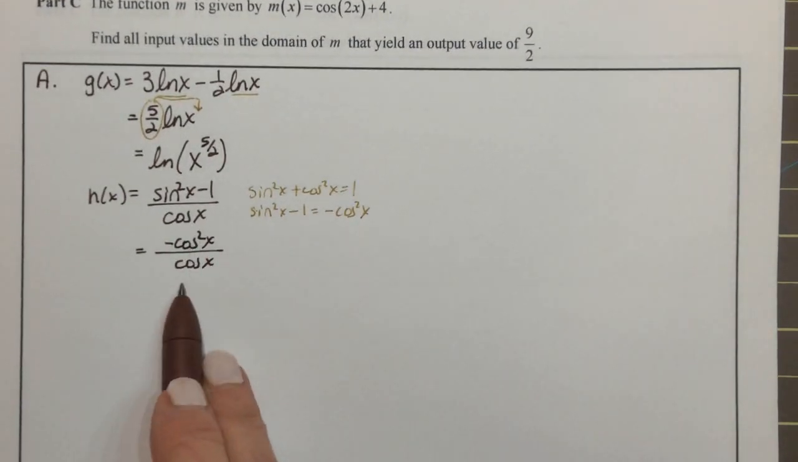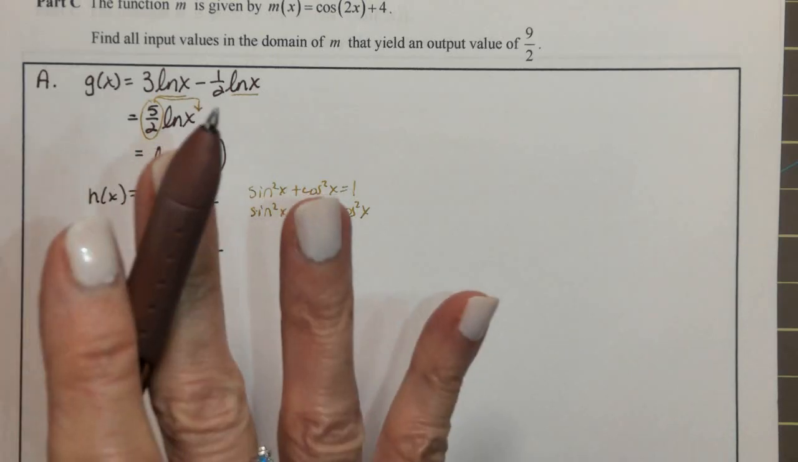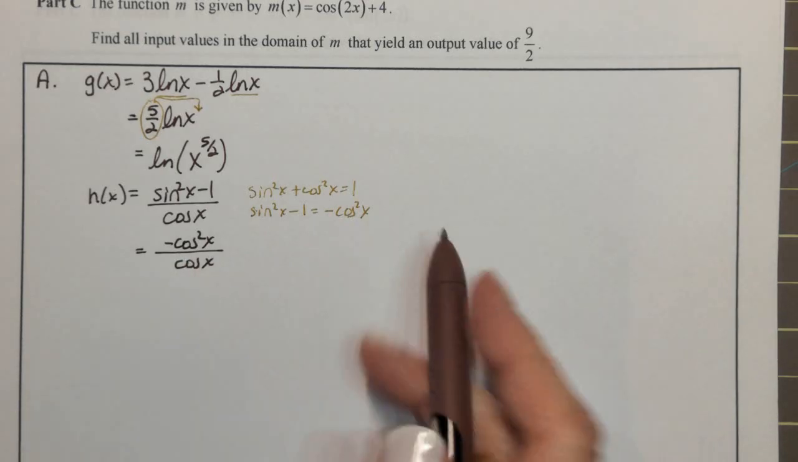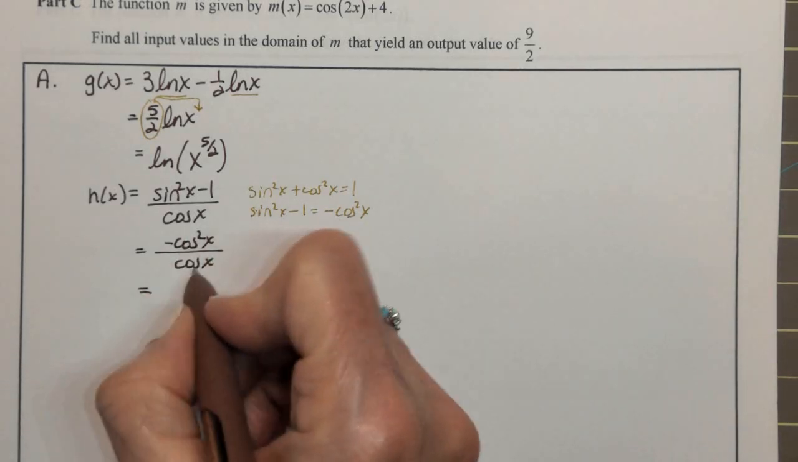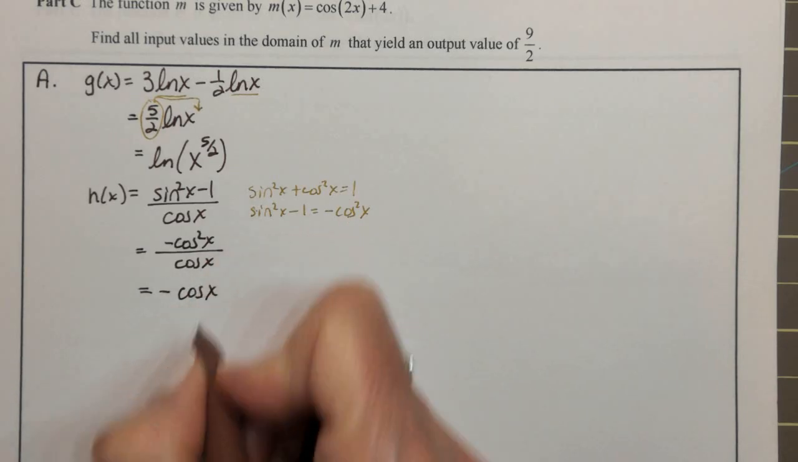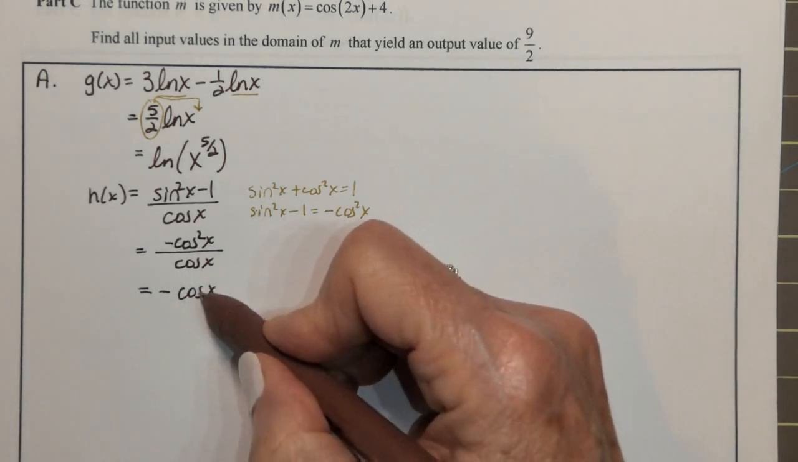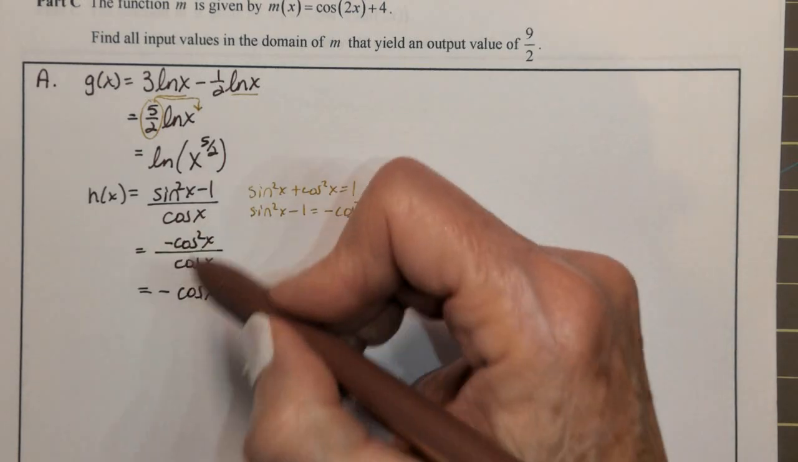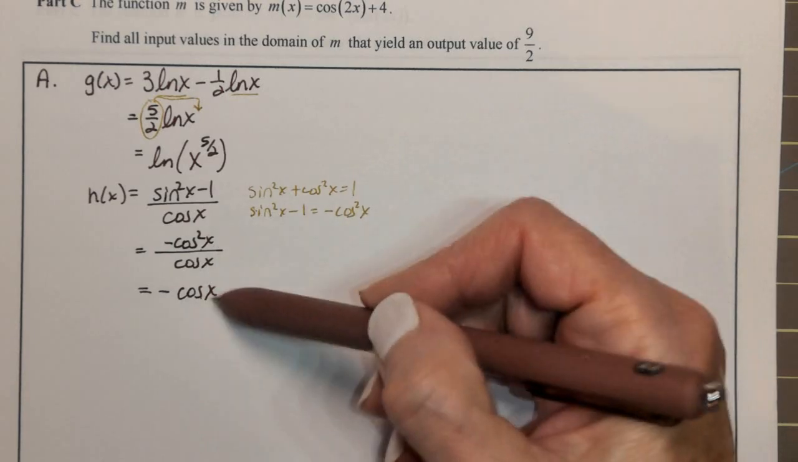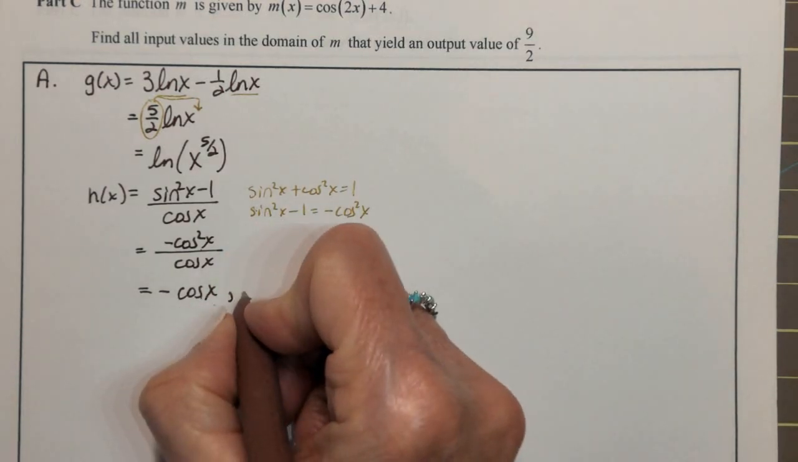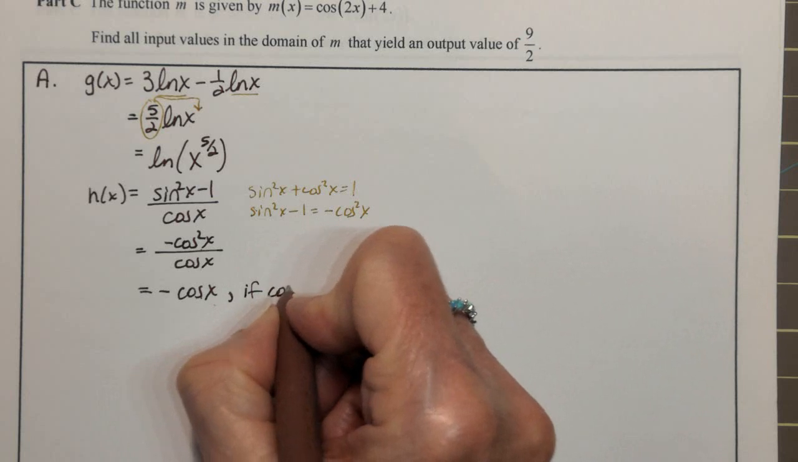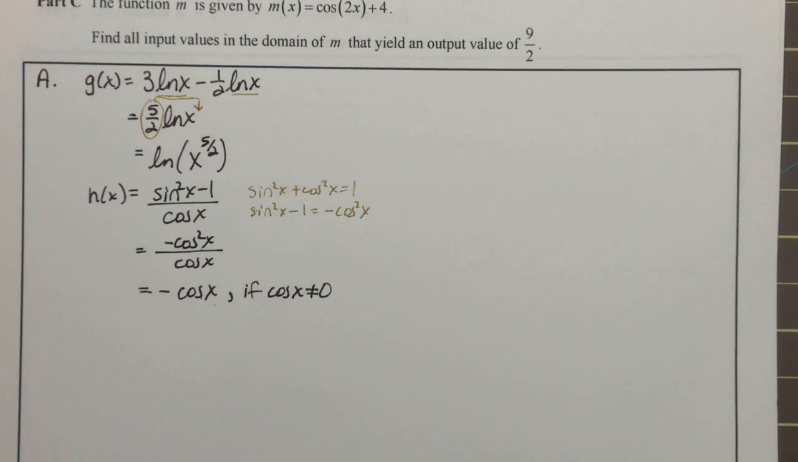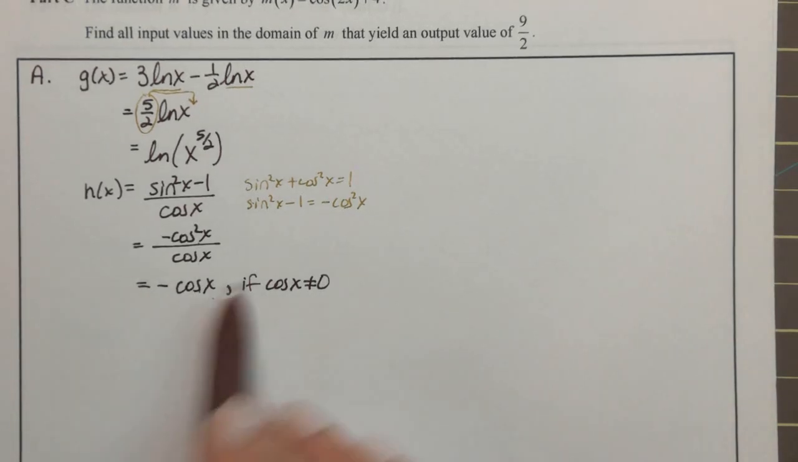Now, I can reduce these two as long as I don't lose that hole. If you reduce these, I'm going to reduce and it'll leave me a negative cosine x, but this is not exactly the same as that. These two lines are not exactly the same because this has a hole and this does not. So I need to say if cosine of x is not 0. Okay? So that's part A.